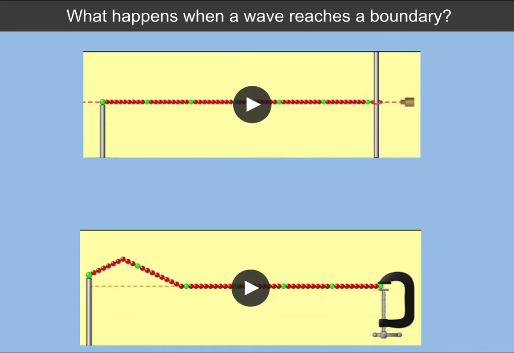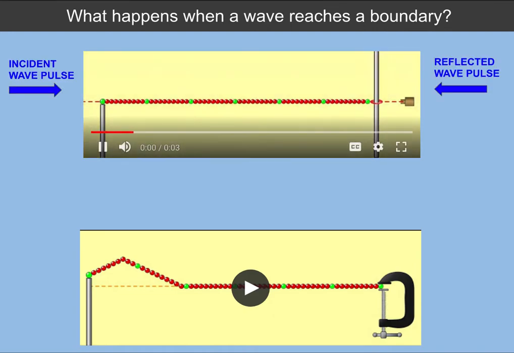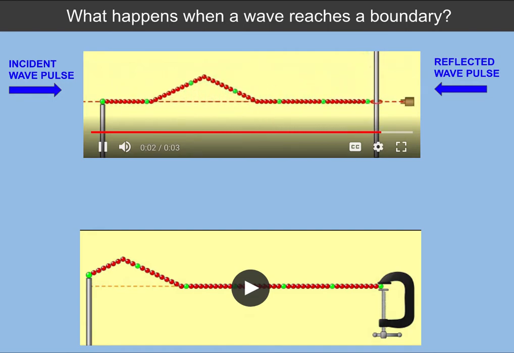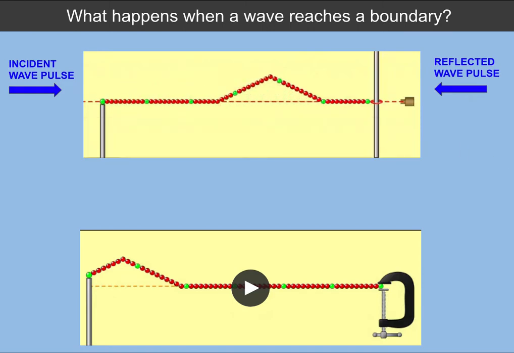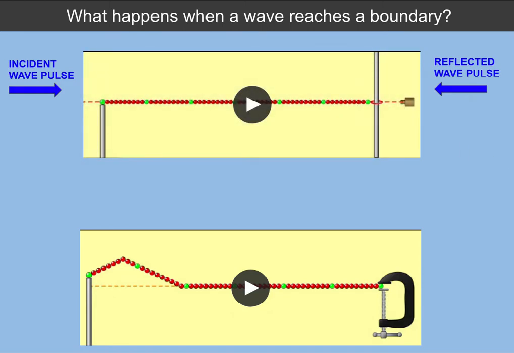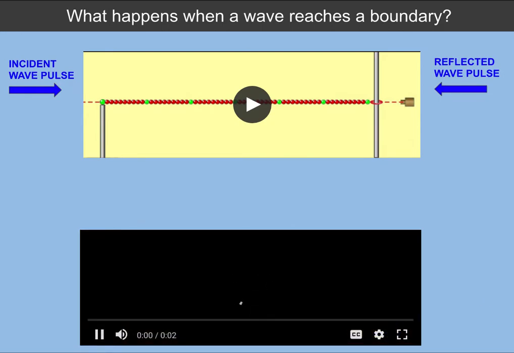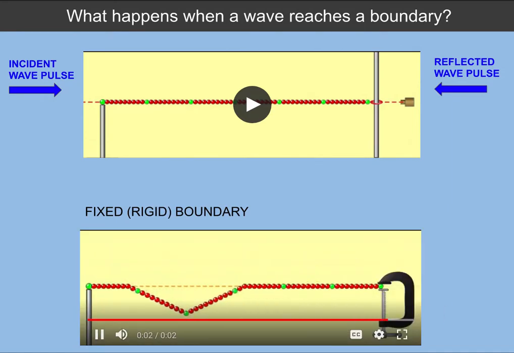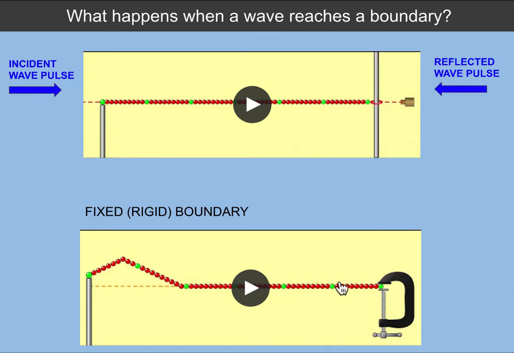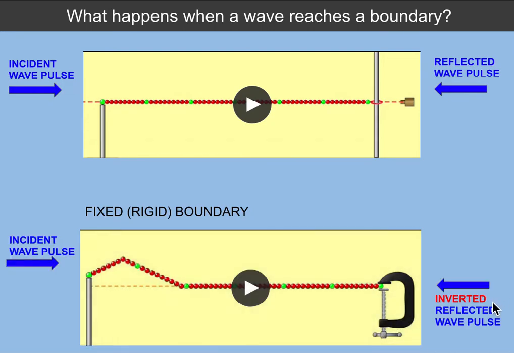So if the boundary is loose and it's not a fixed boundary, then what happens is that the incident wave comes back on the same side of the spring or in the medium. But if we have a fixed boundary, then the wave will invert as it comes back, flipping over. And this allows for the waves to constructively and destructively interfere with each other depending on how they meet up.